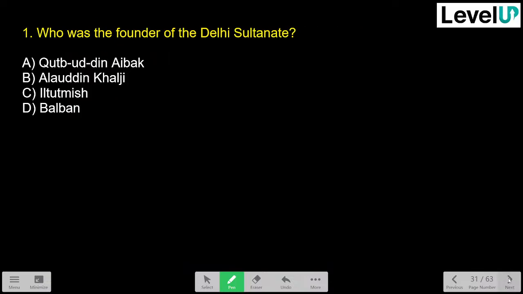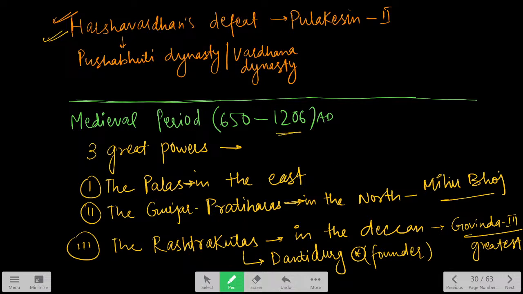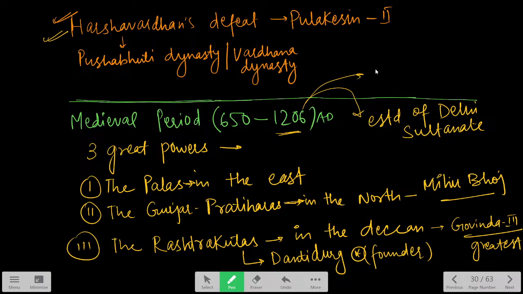Now, who was the founder of the Delhi Sultanate? In 1206, the establishment of the Delhi Sultanate happened. The Delhi Sultanate was established by defeating Prithviraj Chauhan.